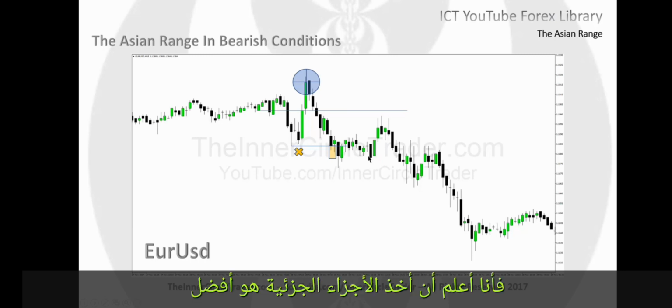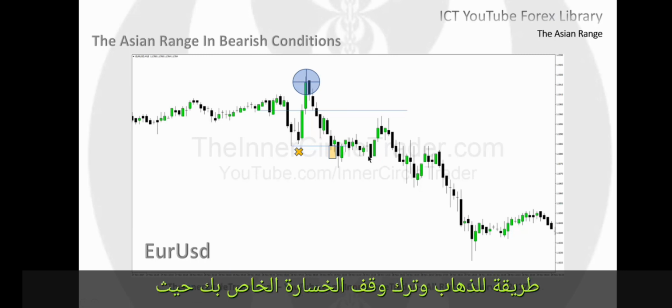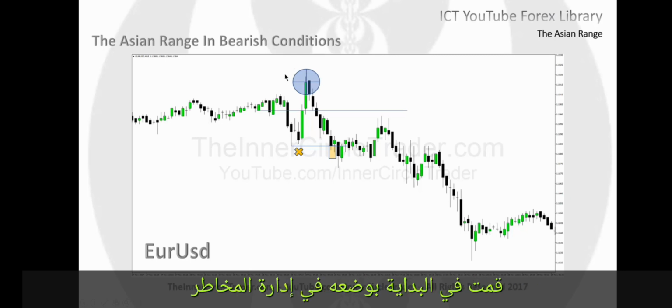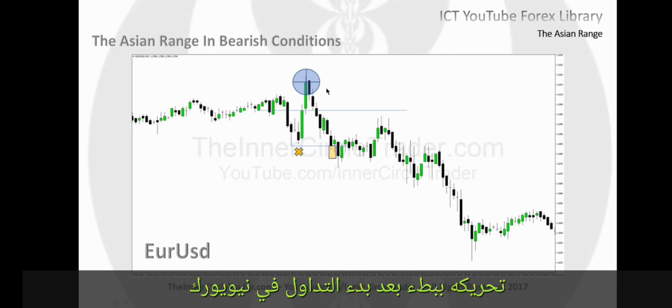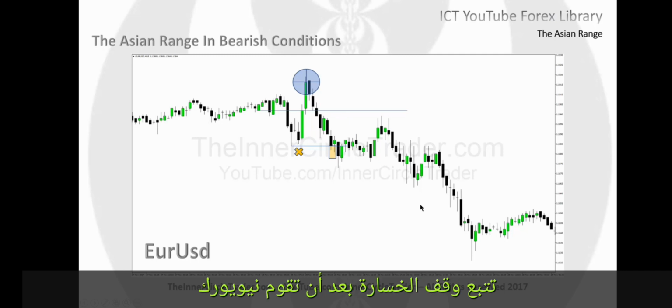I teach taking partials is the better way to go, and leave your stop loss where you initially put it. Manage the risk from taking partials and then slowly move it down after New York trading starts. Because if you're going to get a big range day, like we see here, you want to trail the stop loss after New York has done its retracement.